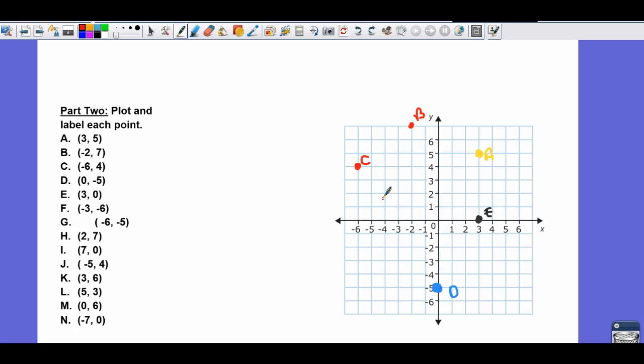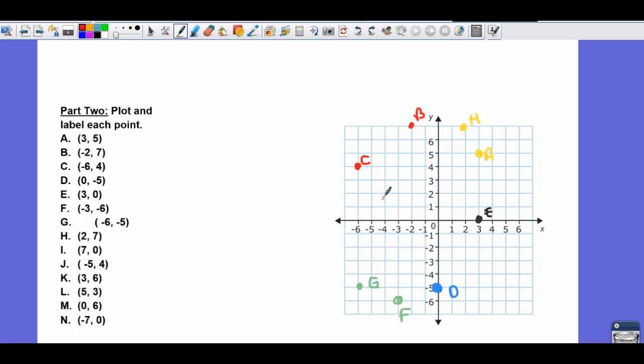(-3, -6) is in quadrant 3. (-6, -5) is also down there. (2, 7) jumps back up to quadrant 1. It's symmetric with point B, meaning they're both up 7, but one's right 2, the other is left 2.